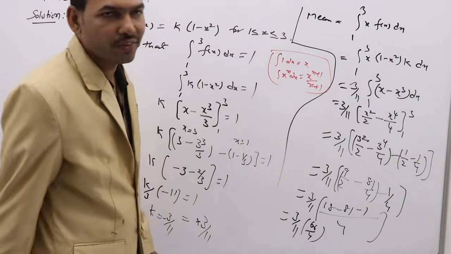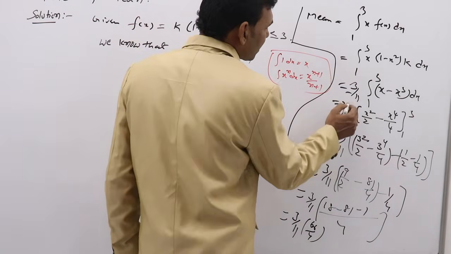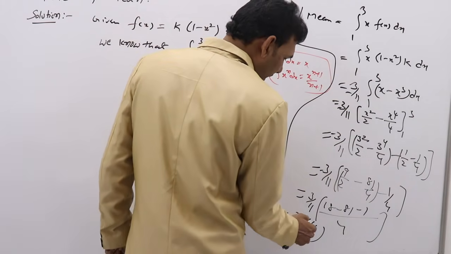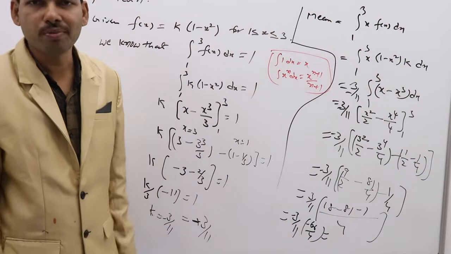So if you calculate, you will get the answer. So if you keep minus, what happens? Total minus, here also minus 66. Finally you will get a positive value. Any doubts you may ask anywhere.